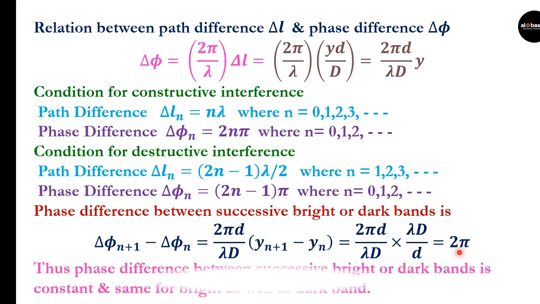The phase difference for successive bright or dark bands is constant, and it is given by 2 pi. It is the same for bright as well as for dark. As fringe width is the same for bright or dark band, similarly phase difference is also the same for bright and dark bands. Or in a specific way, I say that phase difference is the same for successive bright and successive dark bands.